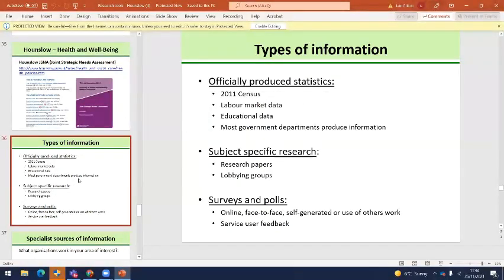So yeah, as with some of these tools I've shown you, there's a lot of information about officially produced statistics. Obviously the census, like I said, that's where a good part of it sits. Having a census relatively recently means there will be a lot of good data coming through. A lot of these things are produced by government departments: labour market data, educational data. You can also try looking at research papers produced by lobbying groups. And in terms of qualitative and also your local quantitative, try doing your own surveys and polls, service user feedback.